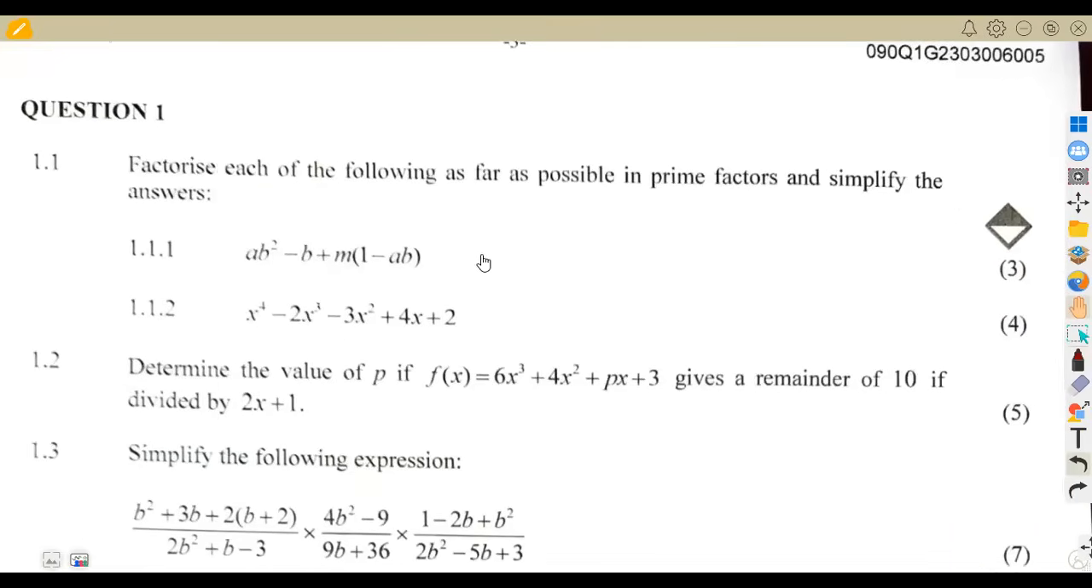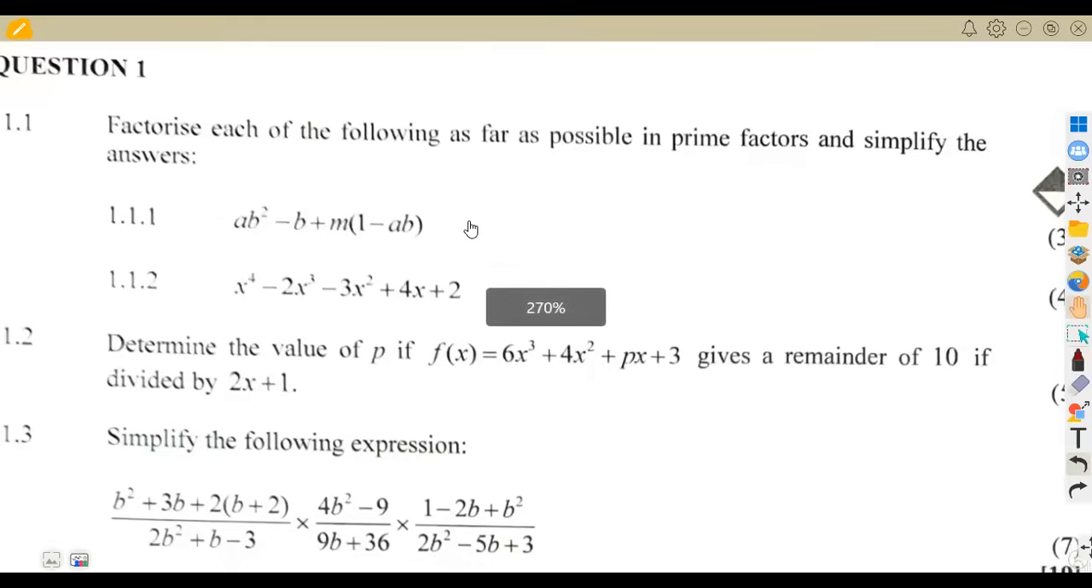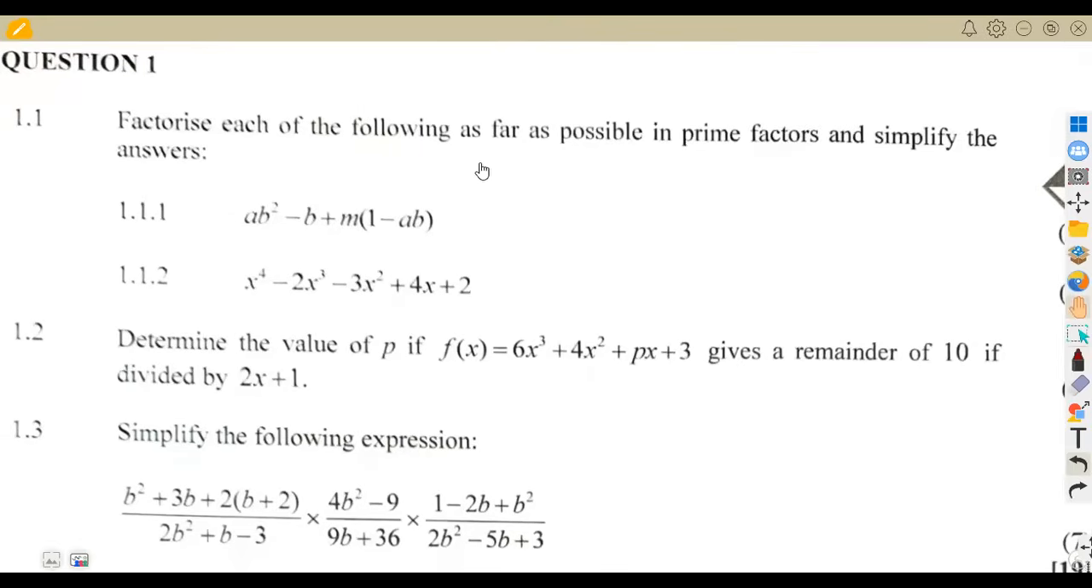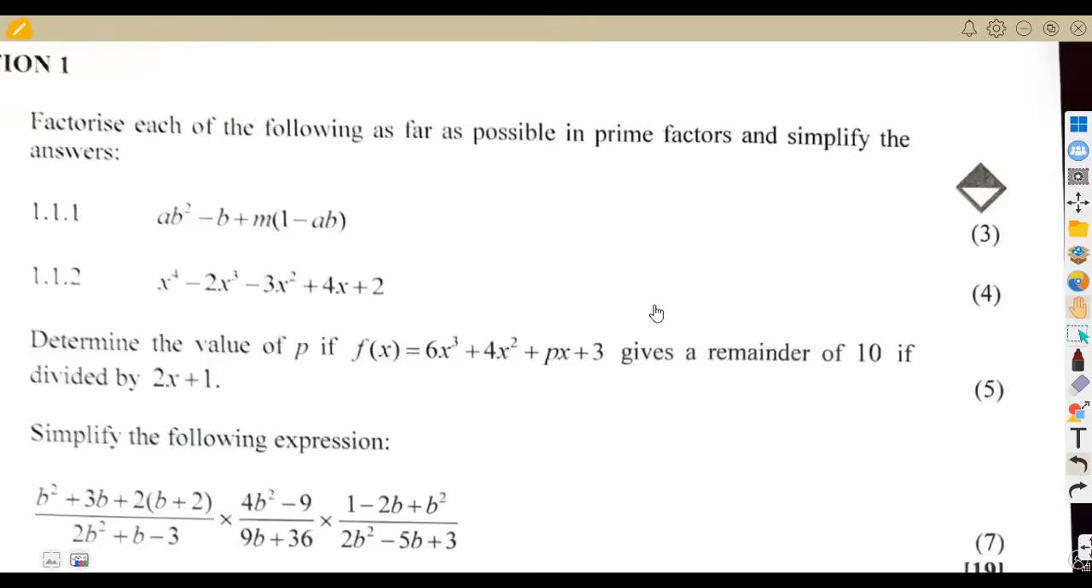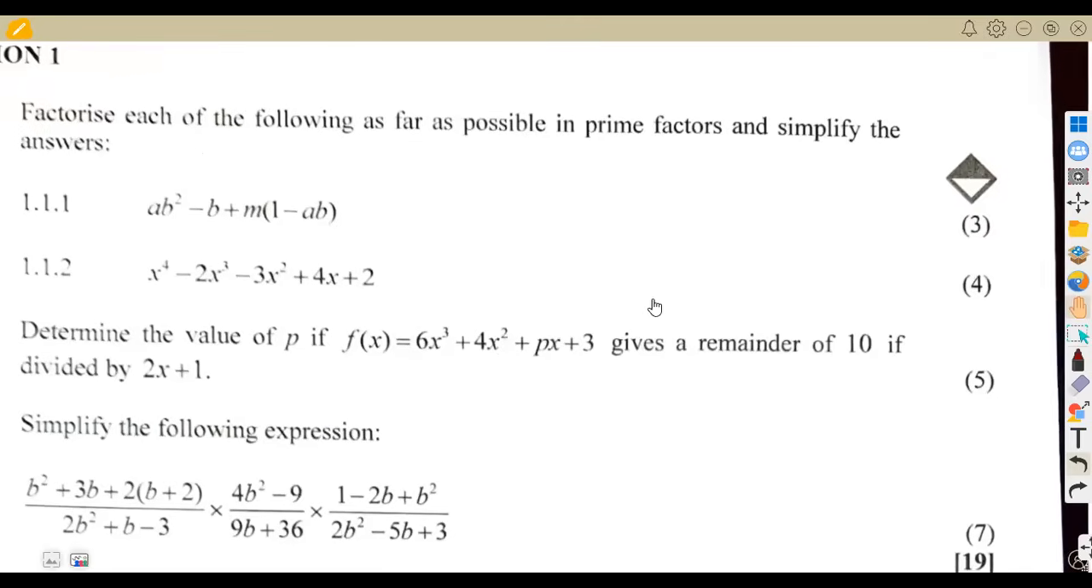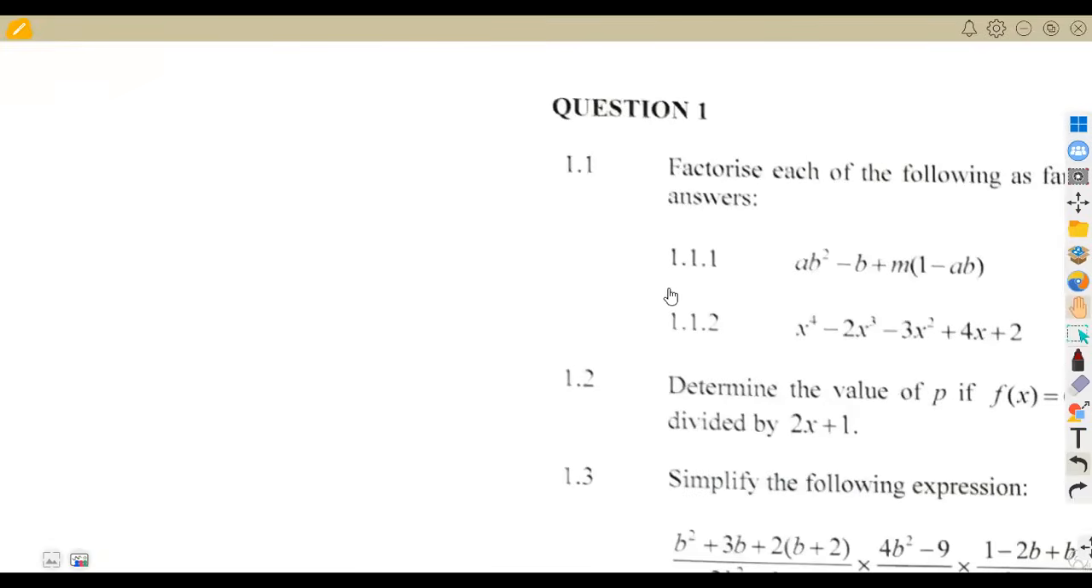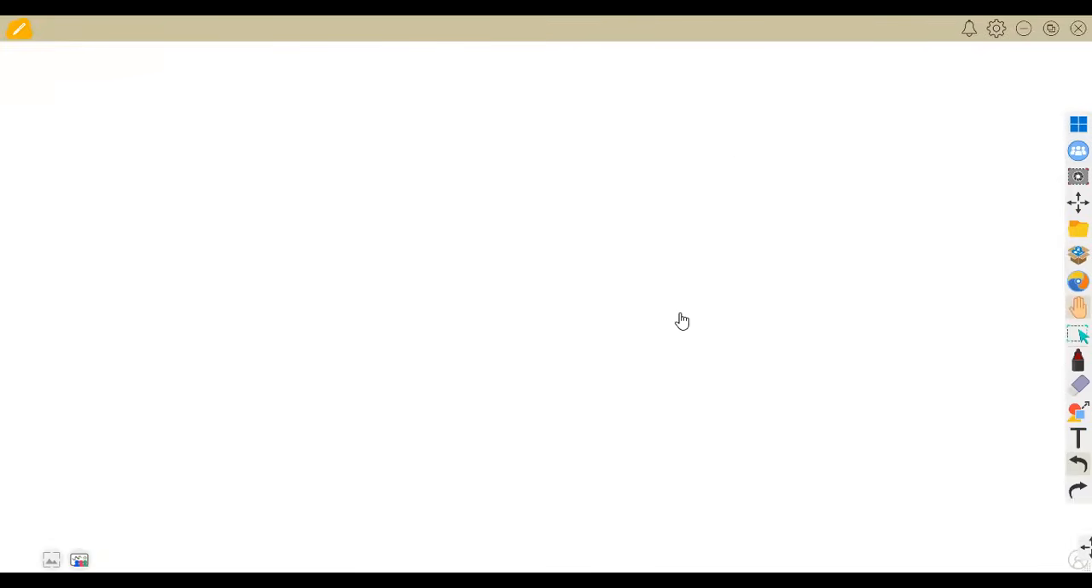The first part, question number 1, was to factorize. 1.1: factorize each of the following as far as possible in prime factors and simplify the answers. We've got 3 marks for the first question. I'm just going to write this question aside here so that we can properly see our question. So that was 1.1.1.